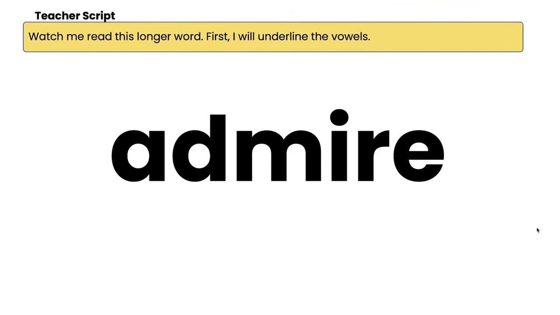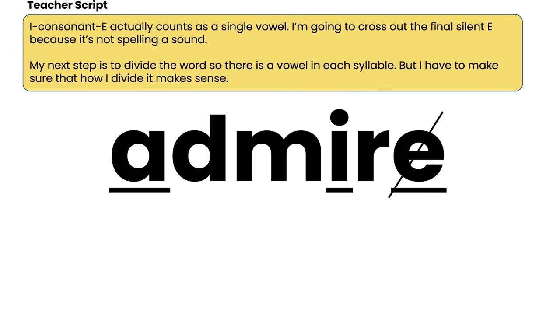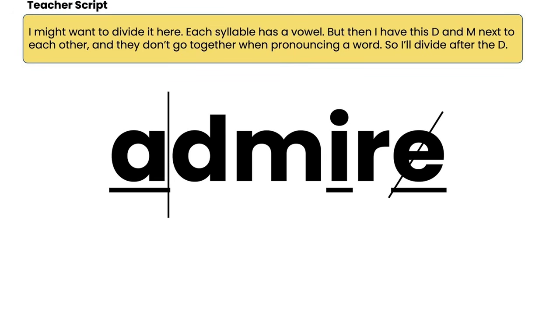So for example, I would say, watch me read this longer word. First, I will underline the vowels. I consonant E counts as a single vowel. I'm going to cross out the final silent E because it's not spelling a sound. My next step is to divide the word so there's a vowel in each syllable. But I have to make sure that how I divide it makes sense. I might want to divide it here.